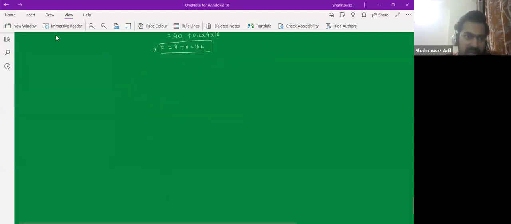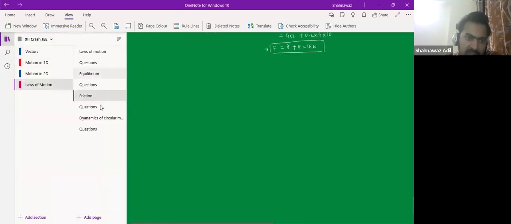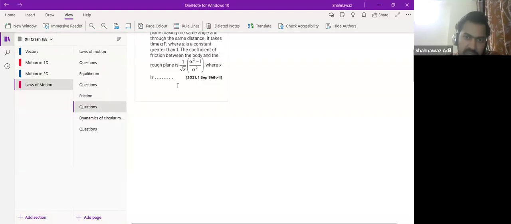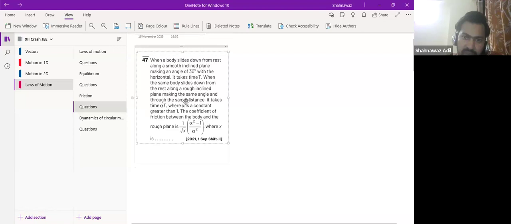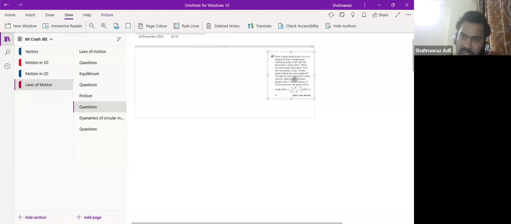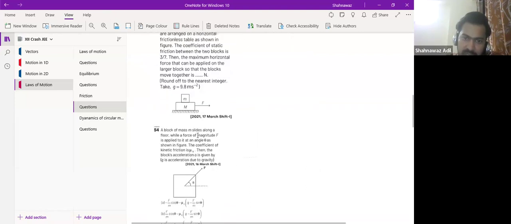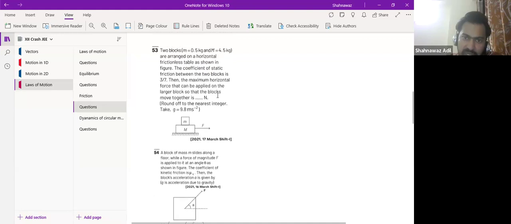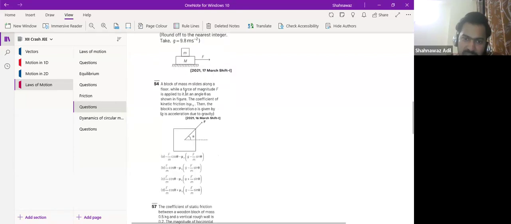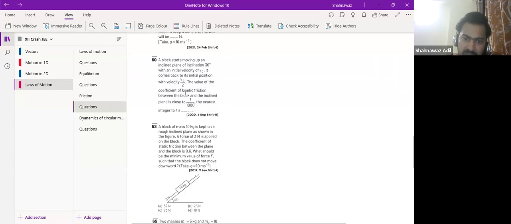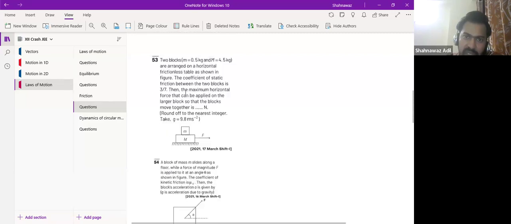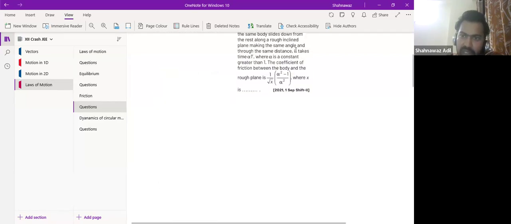So now let us do that inclined plane question. Right. So now we can do this inclined plane question. And yeah, this question I will leave for you, and then we will do these questions, right? But let us first do this inclined plane.